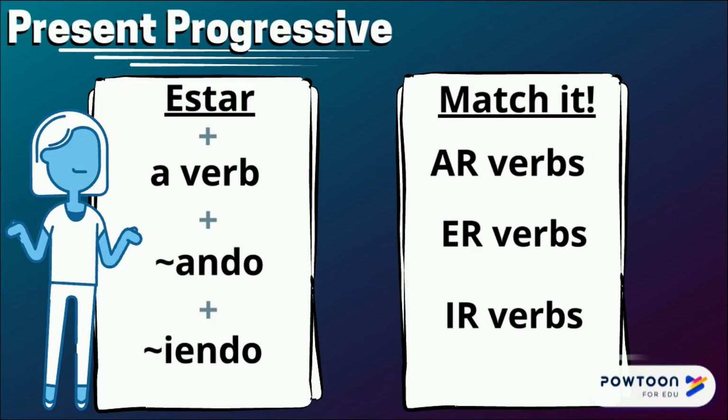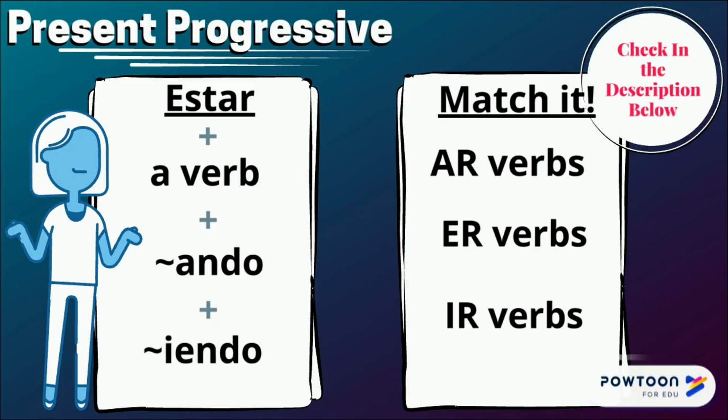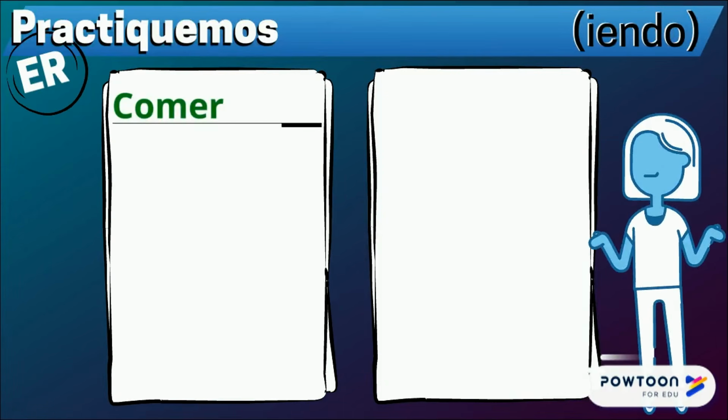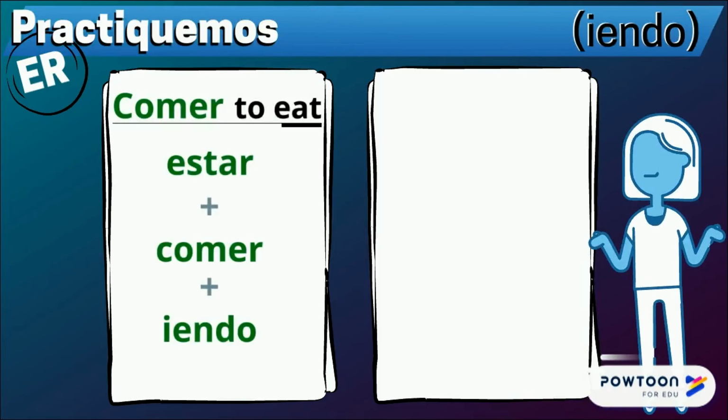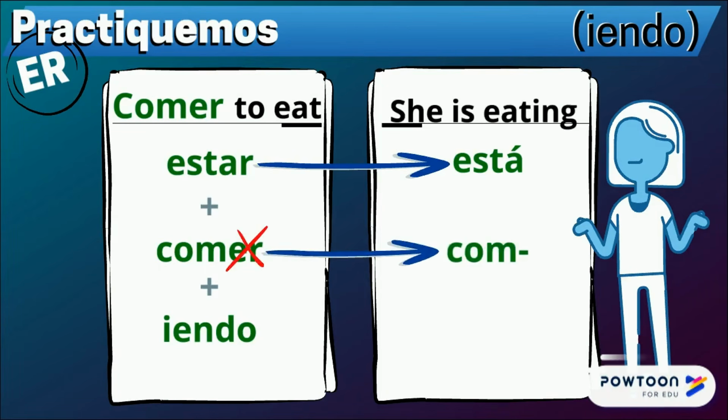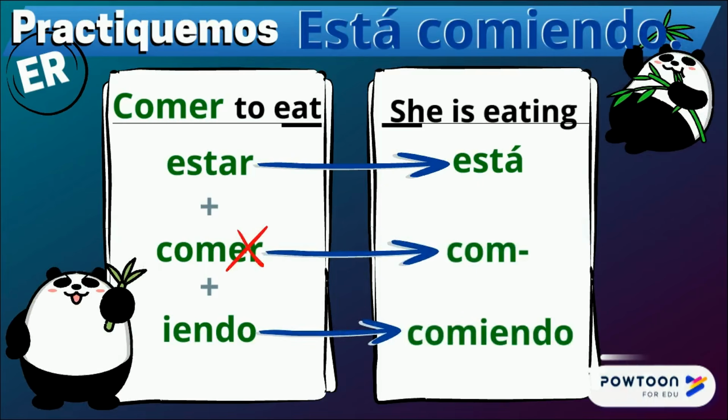If you want to review how to conjugate estar or the present tense verbs, you can find the links to those videos in the description below. Well, let's see it in action with the verb comer, to eat. To say that she is eating, we conjugate estar to match the pronoun ella, then we drop the ER ending from comer, and finally we add on the yendo ending. This gives us está comiendo. She is eating right now.